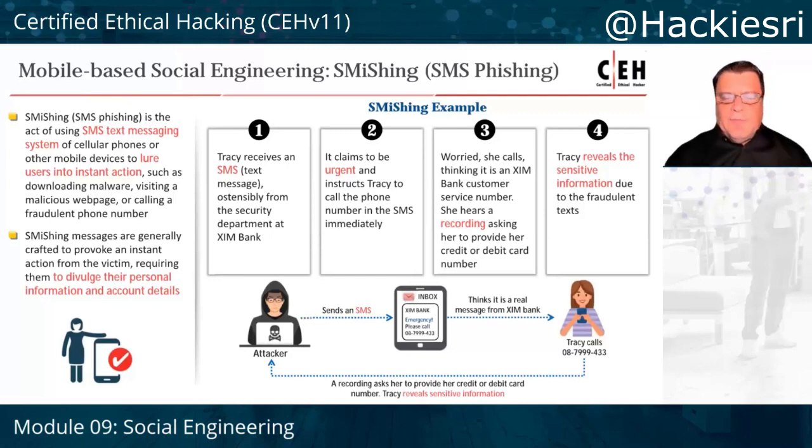As we can see, on the bottom is a flowchart of how this type of attack takes place. Key to this, of course, is to impersonate the bank that Tracy trusts.